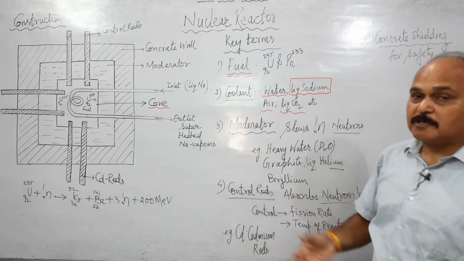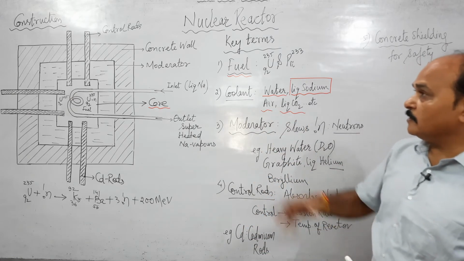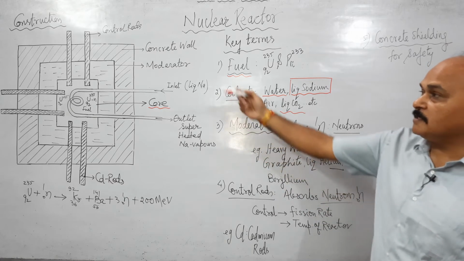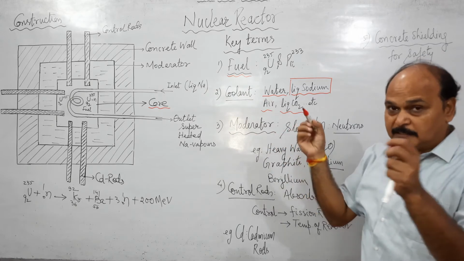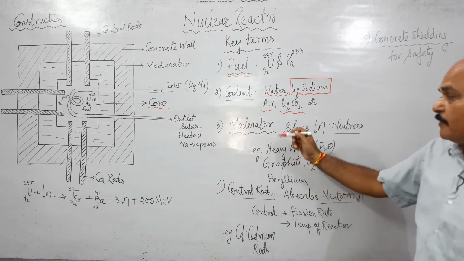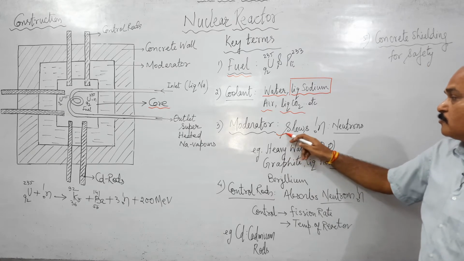The third very important term in the nuclear reactor is the moderator. You have already seen that the moderator is a liquid in the second chamber of the reactor. The function of the moderator is to slow down neutrons.